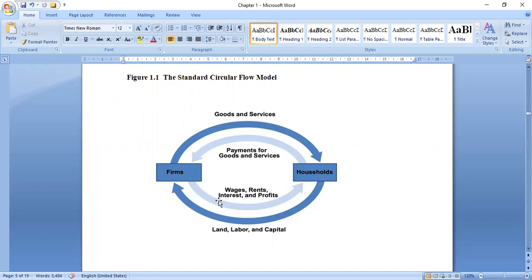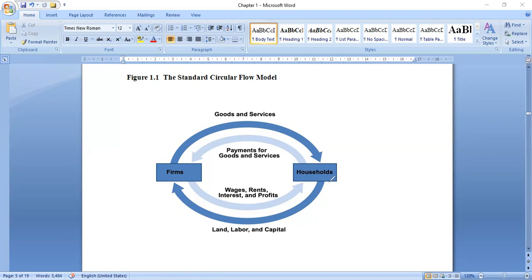So with the circular flow model, basically it shows the flow of resources, or the flow of factors of production between different sectors. With the circular flow activity, we are basically looking at the flow of factors of production between different sectors of the economy. Here we have two sectors of the economy. We have business firms, and we have households. Those are two sectors of the economy, and this is a two-sector model, right?